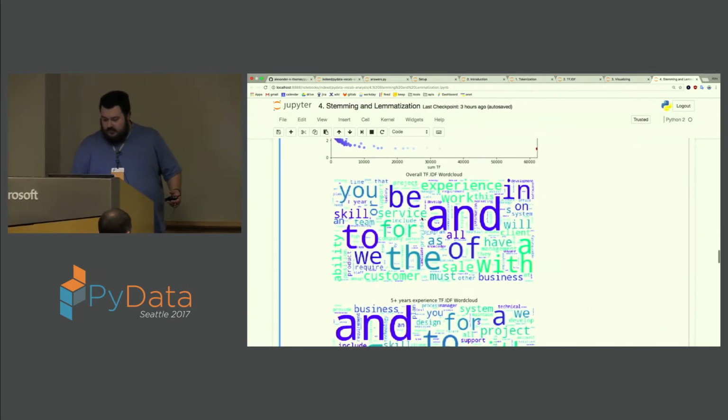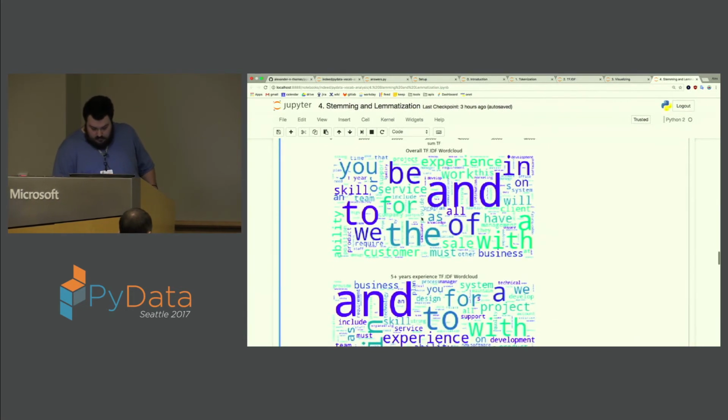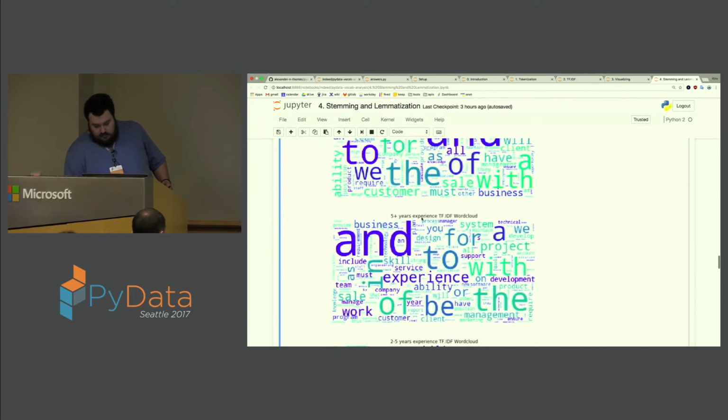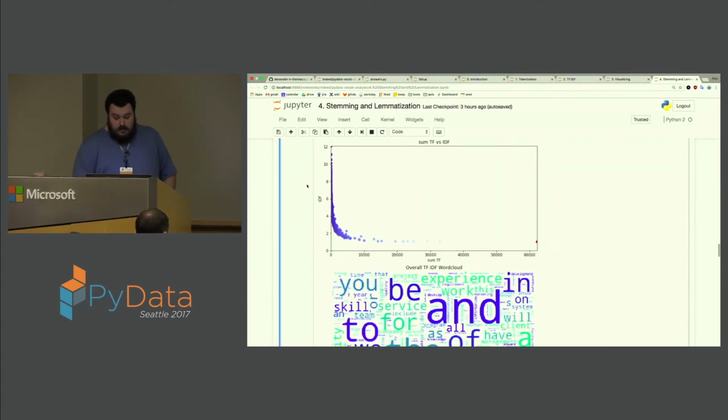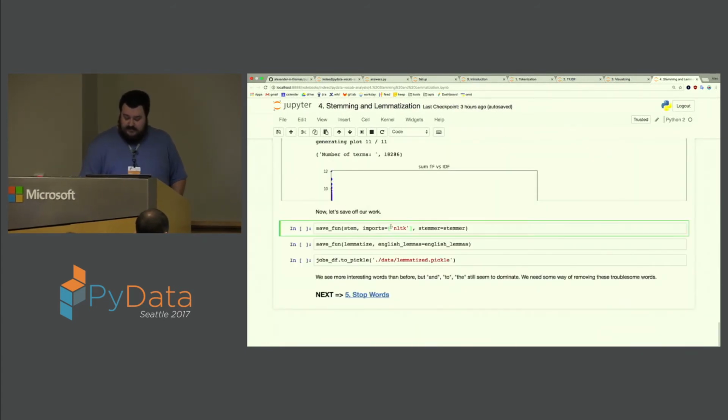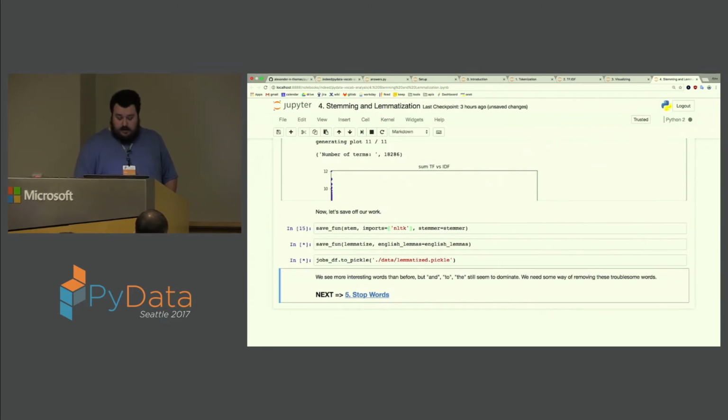That's the overall, that's the first one. Okay, so, not much there, so let's save off our work, and we'll move on to the next section.